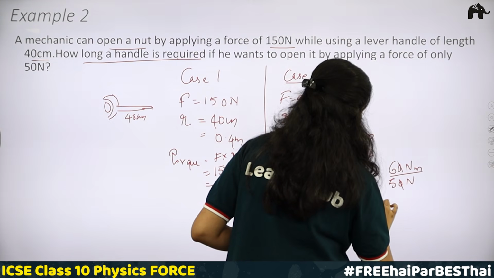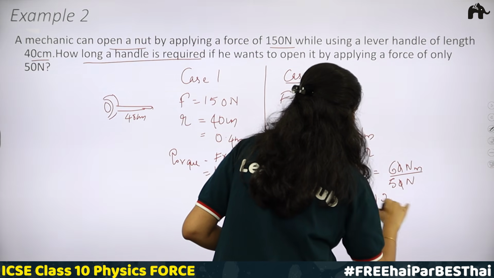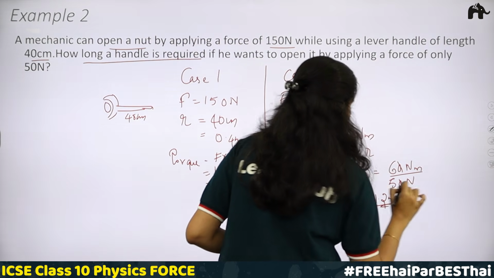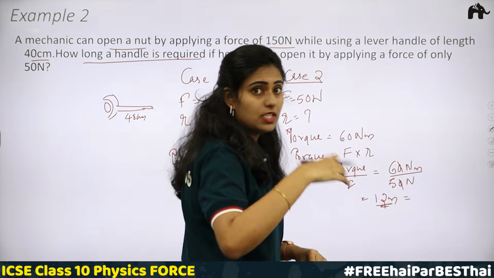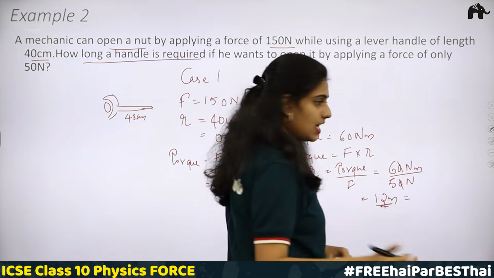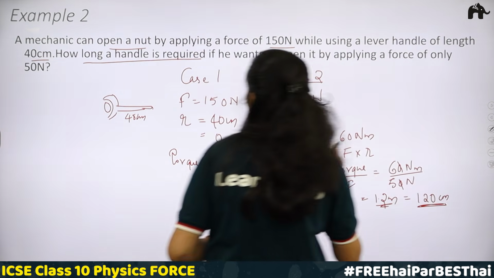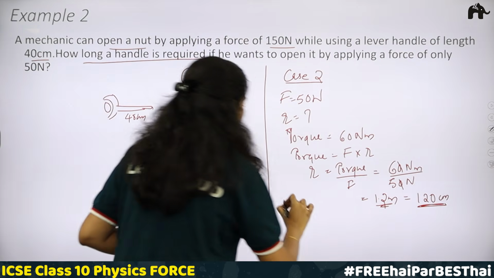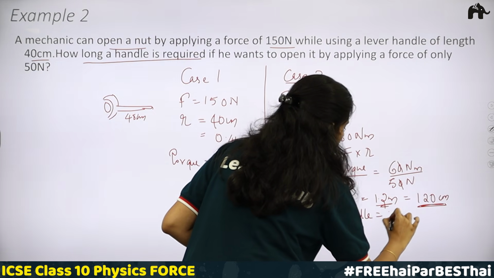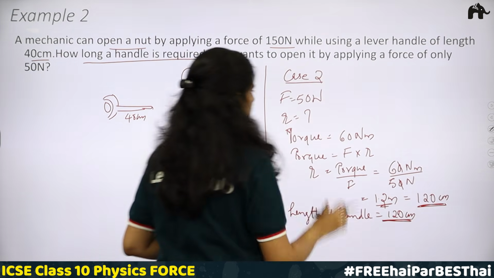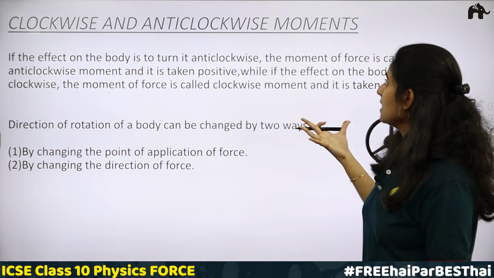Zeros can be cancelled. 6 divided by 5. What is 6 divided by 5? We will be getting 1.2 meter. So 1.2 meter into centimeter. To get 1.2 meter in centimeter, you have to multiply with 100. 1.2 meter or 120 centimeter. So the required length of handle will be equal to 120 centimeter when only 50 Newton force can be applied. Clear? Next is clockwise and anti-clockwise moment.